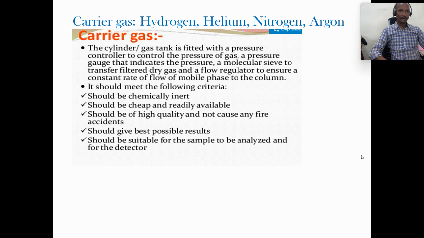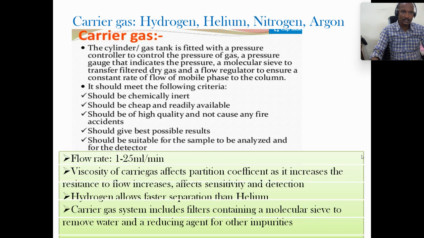The cylinder or gas tank is fitted with a pressure controller to control the pressure of the gas, a pressure gauge that indicates the pressure, a molecular sieve to transfer the filtered dry gas, and a flow regulator to ensure a constant rate of flow of mobile phase to the column. It should meet the following criteria: it should be chemically inert, cheap and readily available, of high quality, not cause any fire accidents, give the best possible results, and be suitable for the sample to be analyzed and for the detectors.